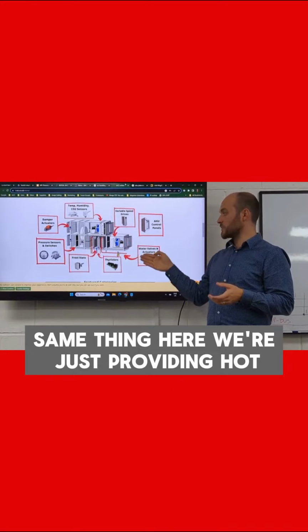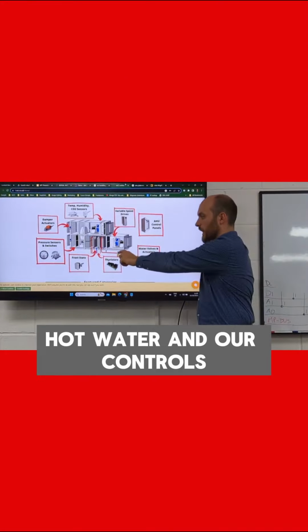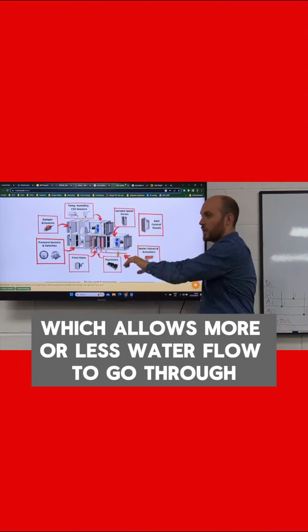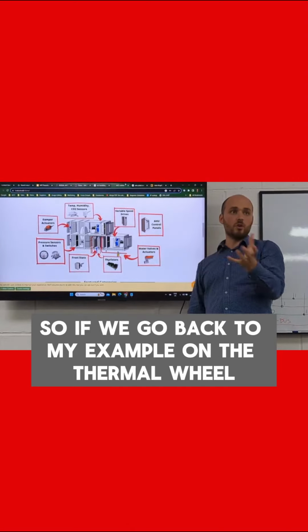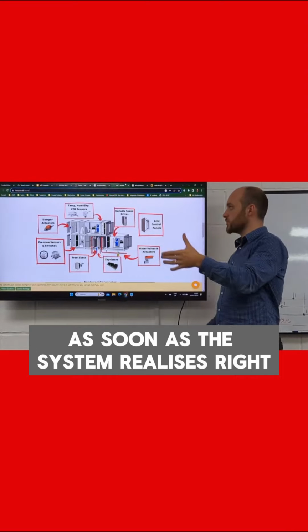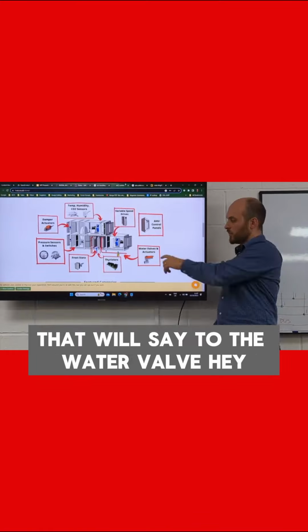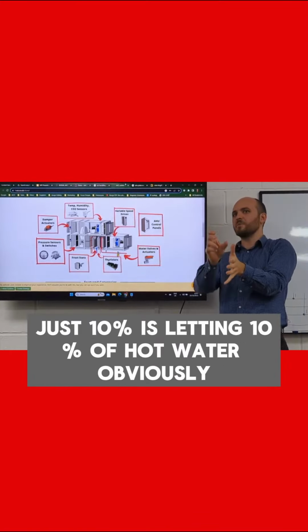Same thing here. We're just providing hot, which is hence the red here, hot water, and our controls will be basically controlling this actuator here, which allows more or less water flow to go through. So if we go back to my example on the thermal wheel, that's getting some of the temperature up. As soon as the system realizes we need a bit more heat here, it will say to the water valve, hey, why don't you open 10%? Just 10%, let's let in 10% of hot water.